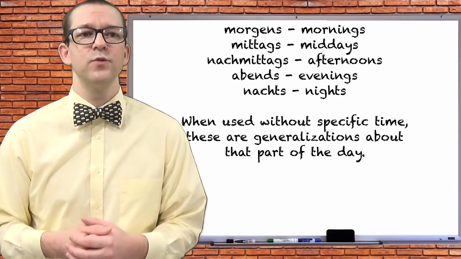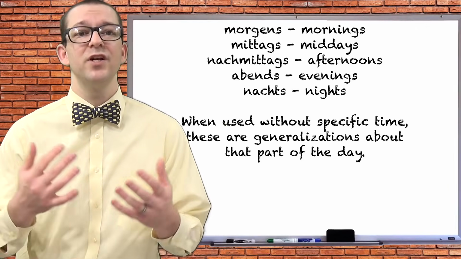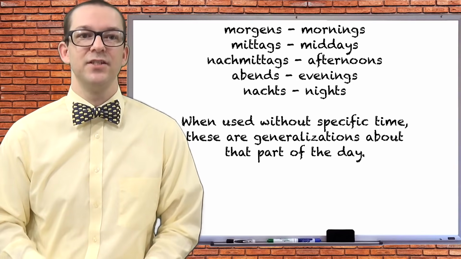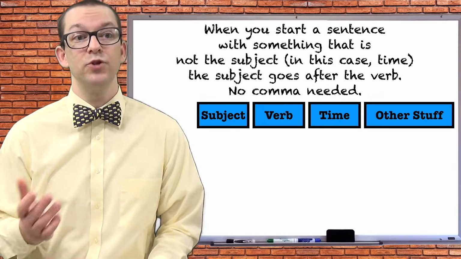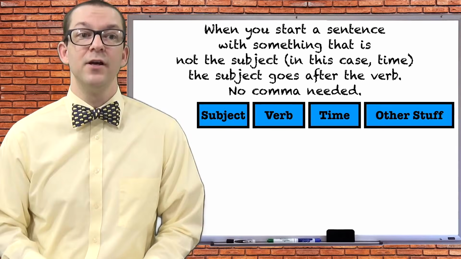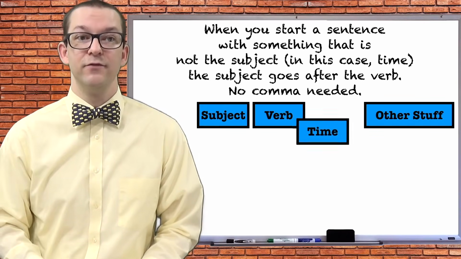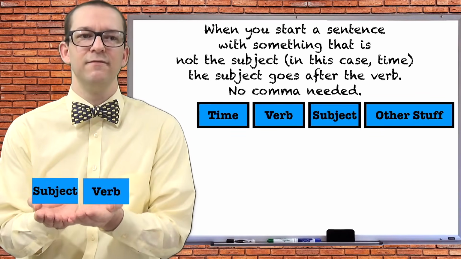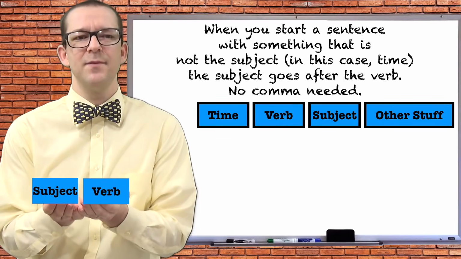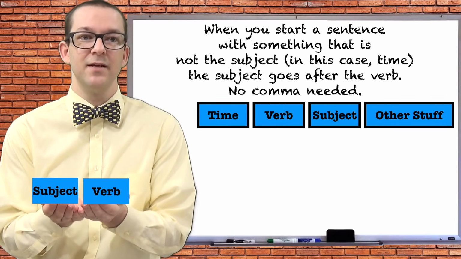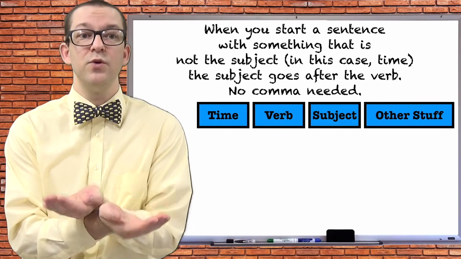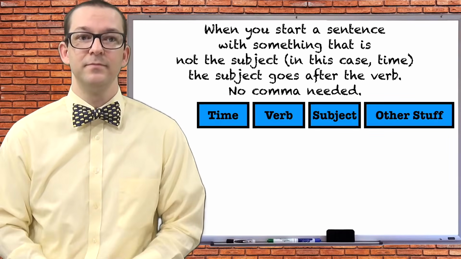If you use these versions without a specific time of the day, it becomes a generalization about that part of the day. These words indicate repeated actions during those times of the day. In both German and English, you can start your sentence with these words. If you do that in German, you need to move the subject to the other side of the verb. I think of it as having the subject and verb attached with a string. They have to be next to each other, so if the first spot is taken by something else, in this case the time element, the subject has to move to the other side. Unlike in English, however, you don't need a comma between the time and the verb.